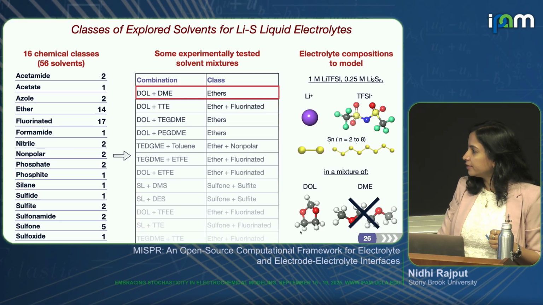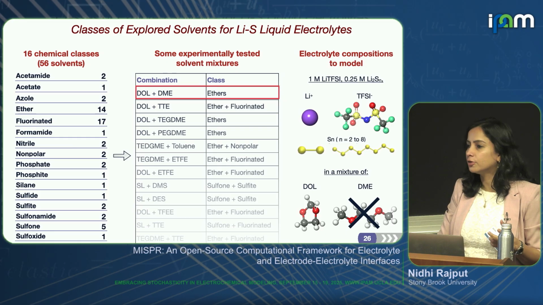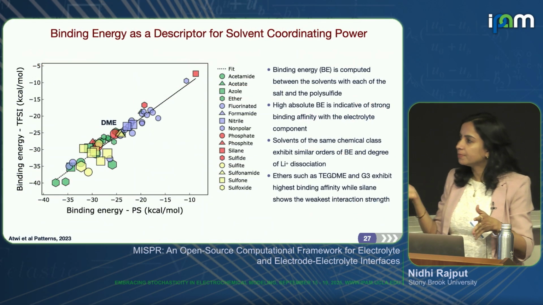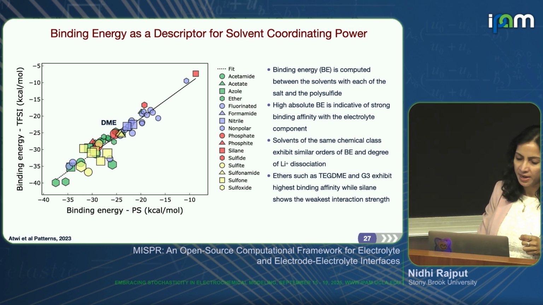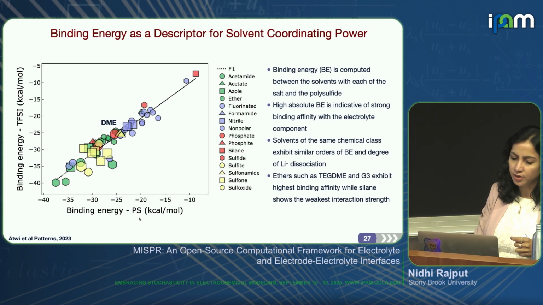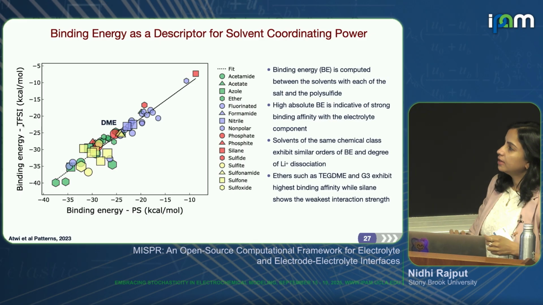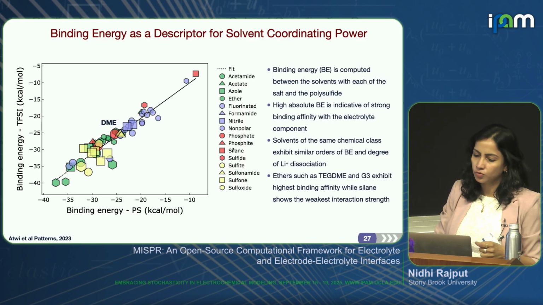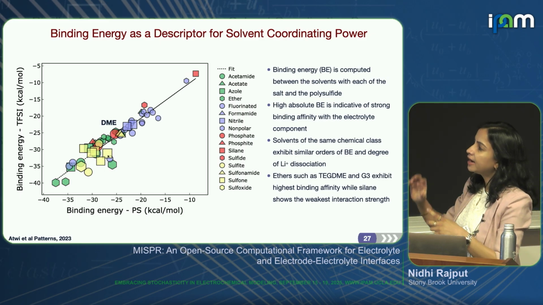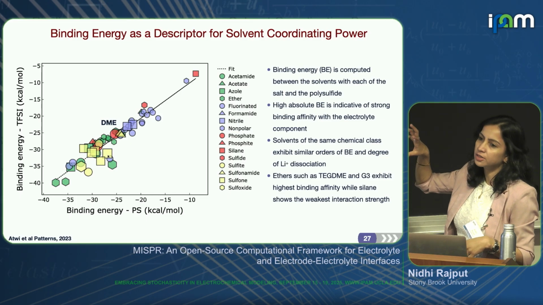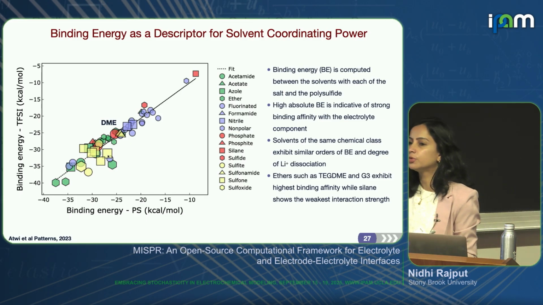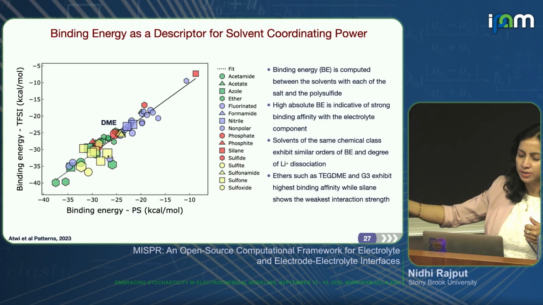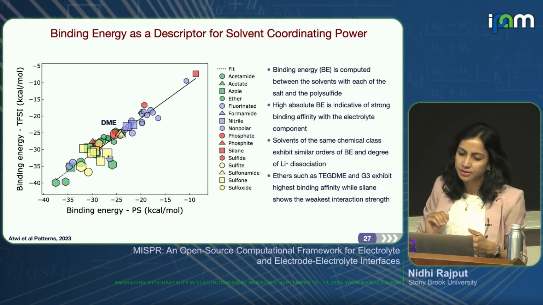So we decided to find a new buddy, a new co-solvent for DOL, replacing DME. And we started building these guiding maps based on binding energy: the binding energy of the solvent with lithium polysulfides and with the salt. Here we considered all possible chemical classes which have been tested in the literature. Those are the different markers, and the size of the markers correlates with the desolvation energy, which was computed using MD properties. And we found that there's a good correlation between binding energy and desolvation energy in many cases.